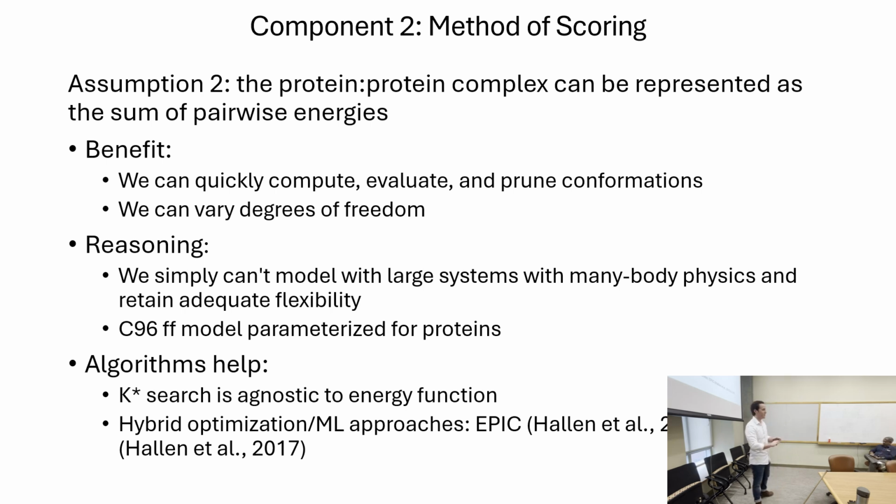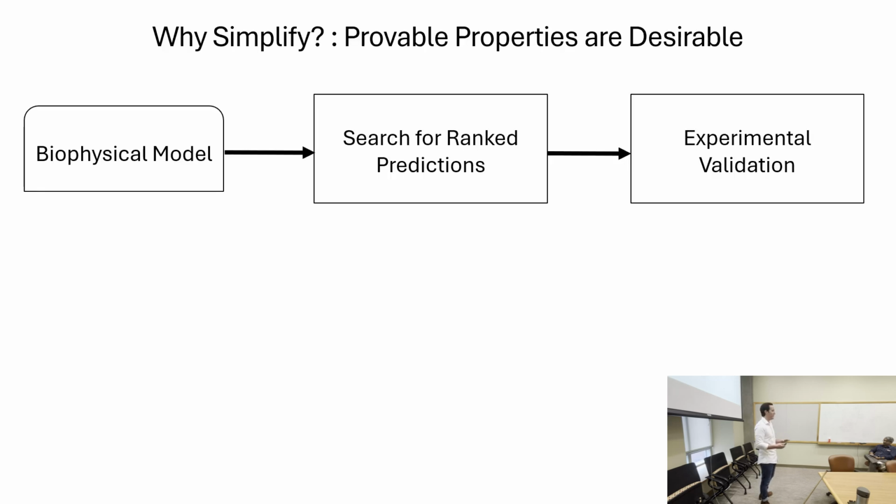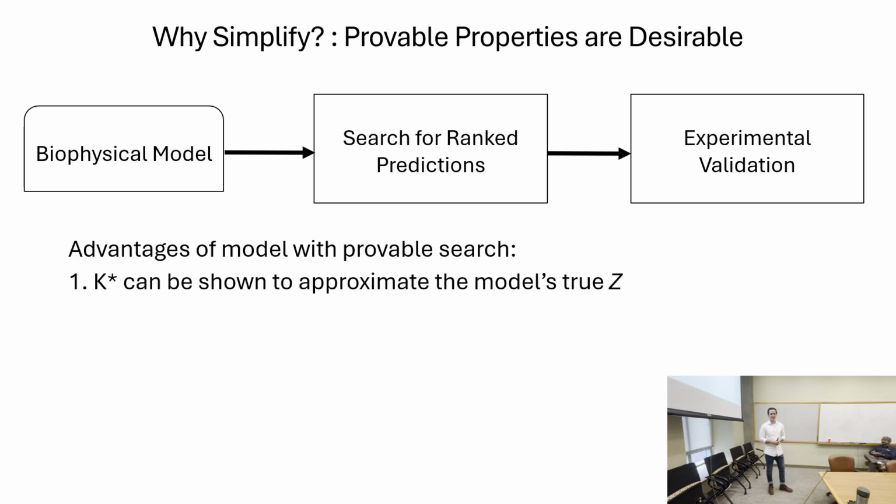So we've just talked a lot about the components of our assumptions and what assumptions we're making. The question is, why do we want to simplify in the first place? The answer that I would propose is that provable properties are really desirable. The first advantage of a model that has a search with provable properties is that K-star can be shown to approximate the model's true partition function.